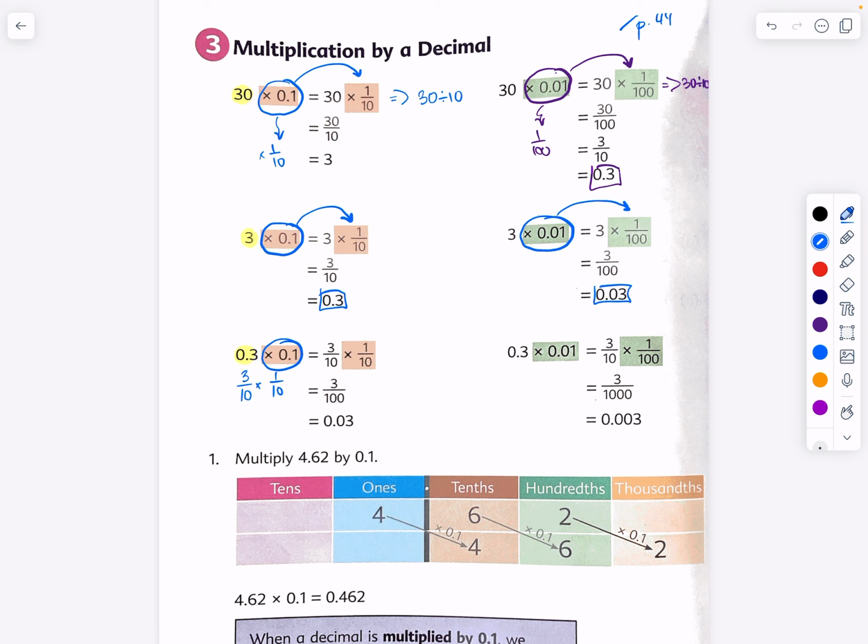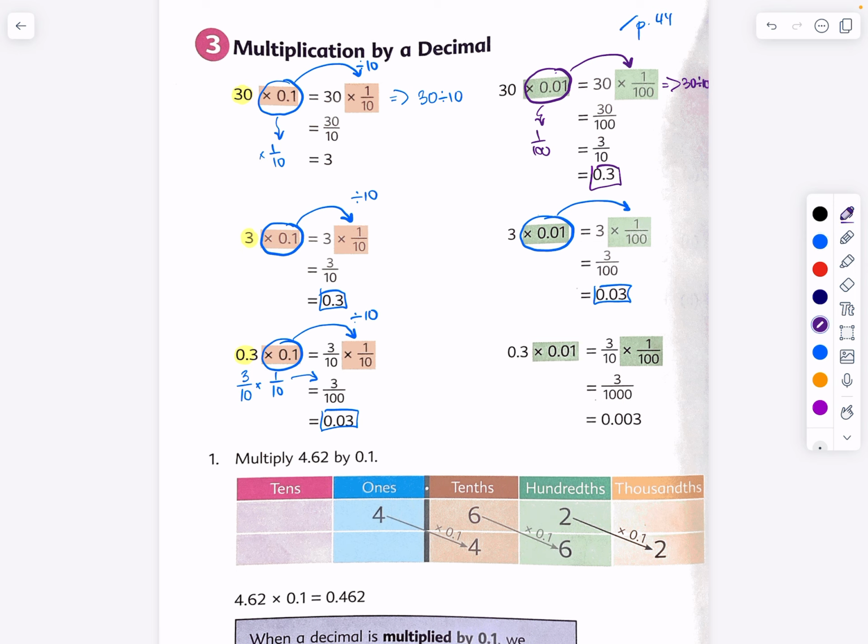And guess what? We know how to multiply this, right? From our experience in fourth grade. 3/10 times 1/10 is 3/100, or we can write it using decimal notation, because to multiply by 0.1, we can write it as a simple fraction. So to multiply by 1/10 is the same as to divide by 10.